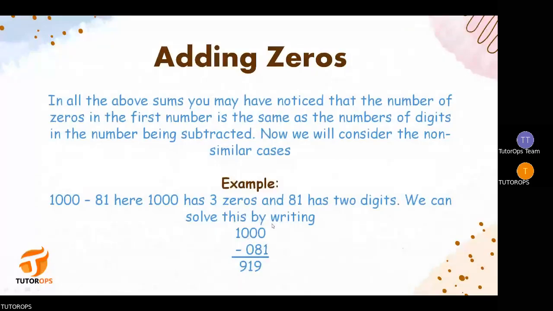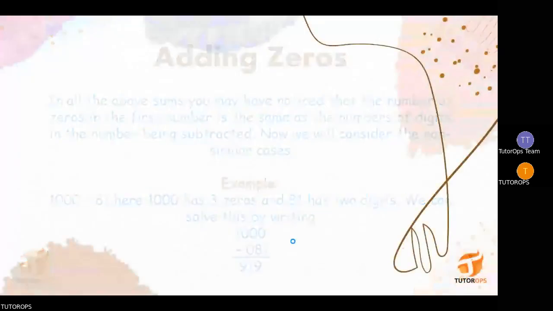1000 is a base number. So apply the previous method, all from 9 and the last from 10. So 0 will be subtracted from 9 to give us 9. 8 will be subtracted from 9 to give us 1. And 1 will be subtracted from 10 to give us 9.